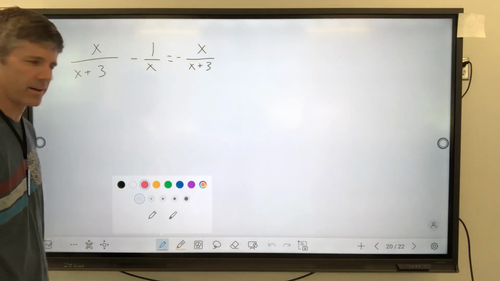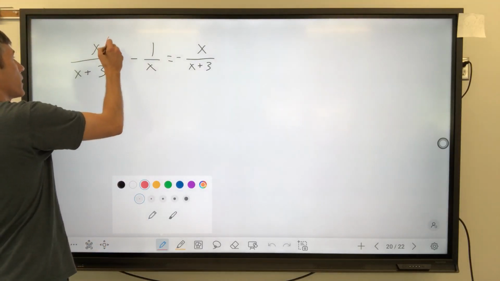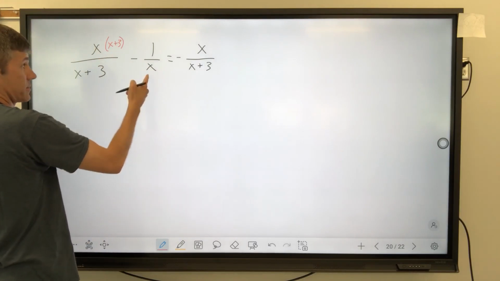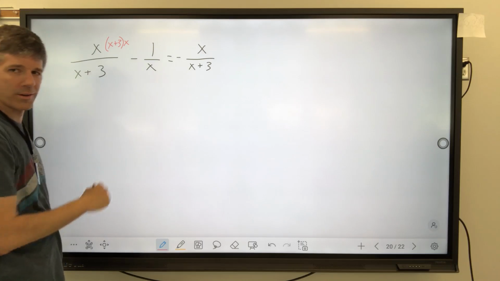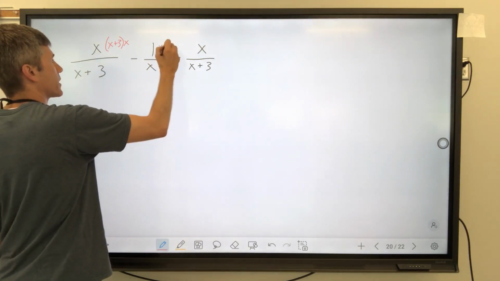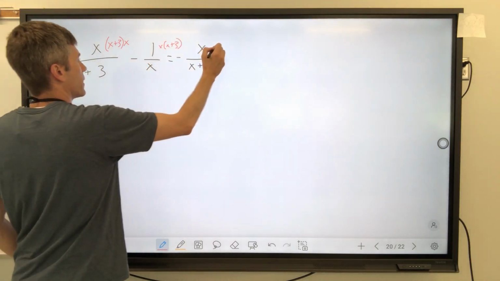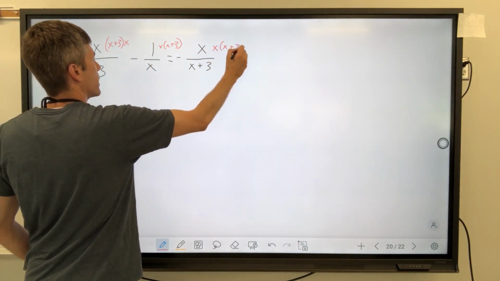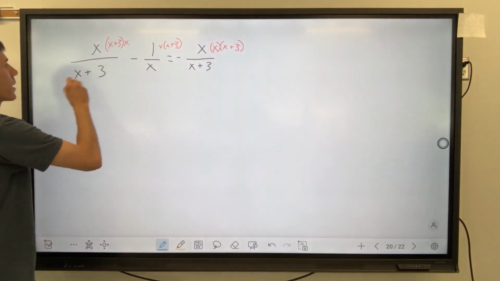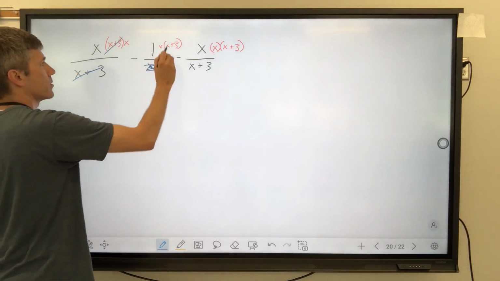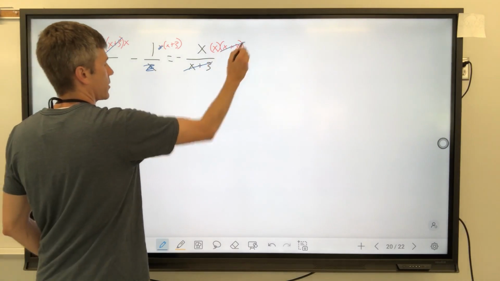What's that common denominator? Well, x plus 3 and x, see? Now don't say, well, I already have an x here. It's a numerator. We don't talk about him, not yet. And then x and x plus 3, and then x and x plus 3, and we'll cancel as much out as we can with the blue pen. Cancel, cancel, cancel.